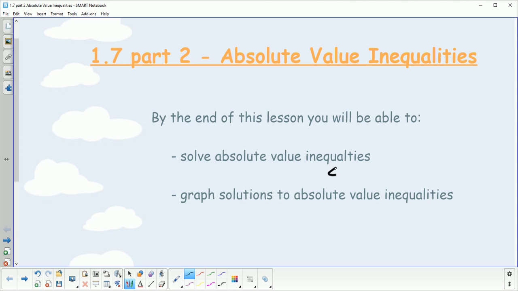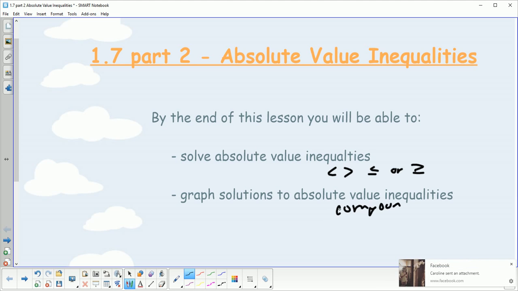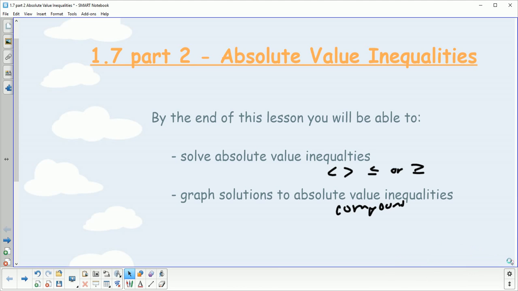So remember, we're going to have things like less than, greater than, less than or equal to, or greater than or equal to. And then after we do those, we're going to graph those absolute value inequalities, which you're going to want to remind yourself about a compound inequality as an and or an or inequality.